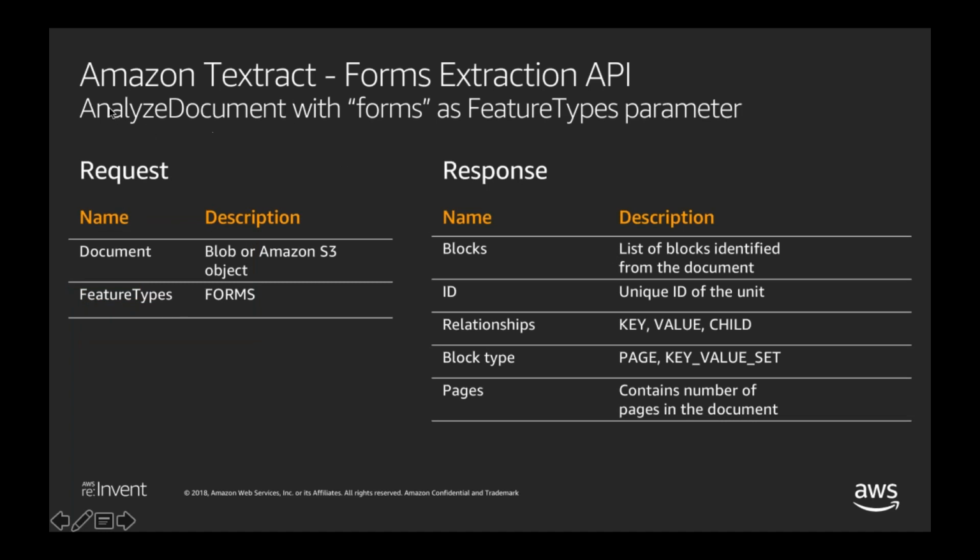And so this is the same API call, analyze document, with forms as the feature types. Remember, you can do tables, just forms, or both. And when you get tables back, they come back in a page and then key value sets. And then those IDs are mapped, those relationships are mapped, just like every other block within a result. And we'll see those in action here in just a few moments.